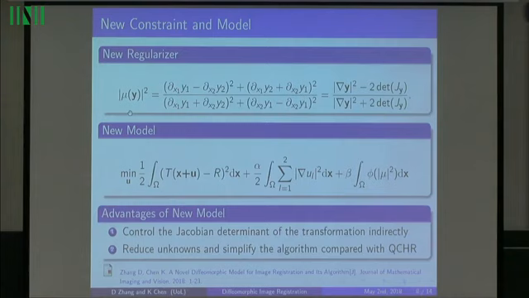And another one, we reduce unknowns and simplify the algorithm compared with the QCHR model. For the algorithm of the QCHR model, it deals with two main unknowns and one auxiliary unknown. In each iteration, it needs to solve two linear systems. And due to the non-convexity of its original problem, the convergence may not be guaranteed.